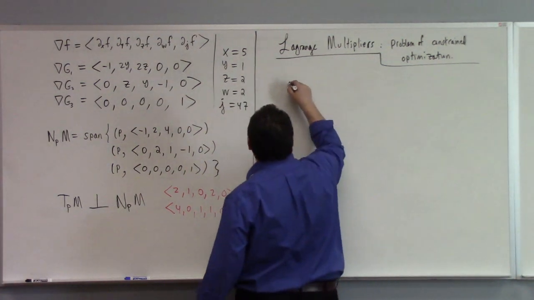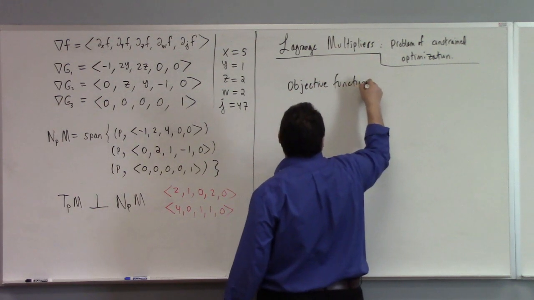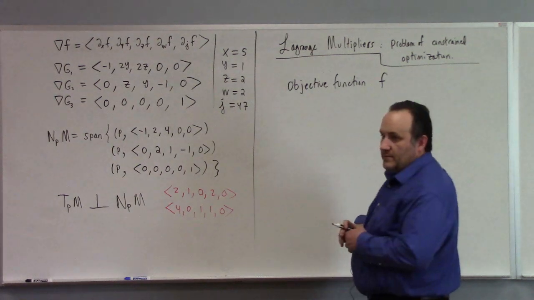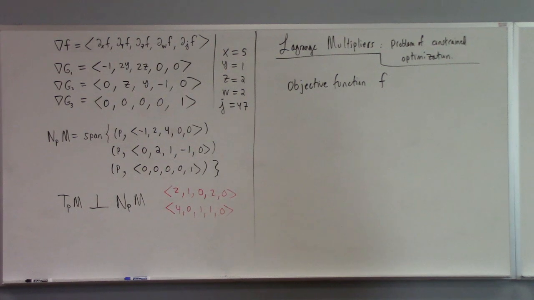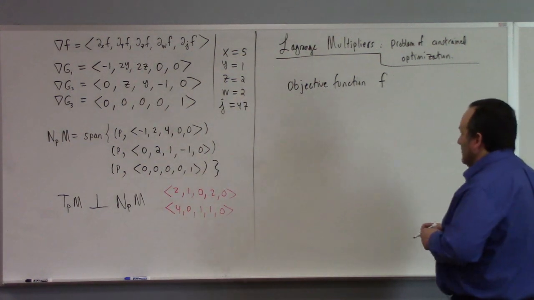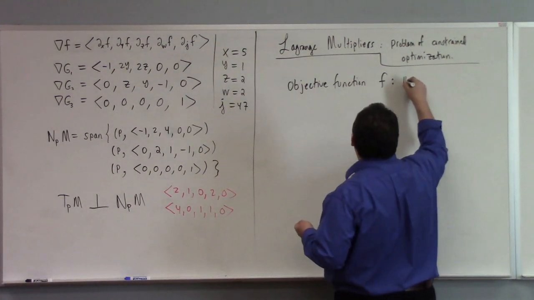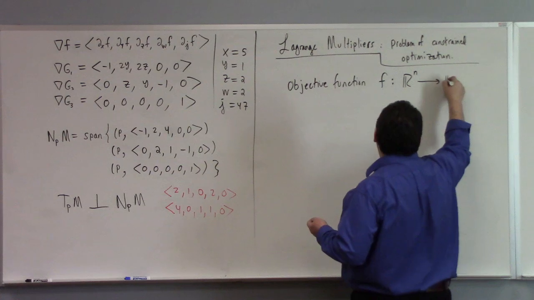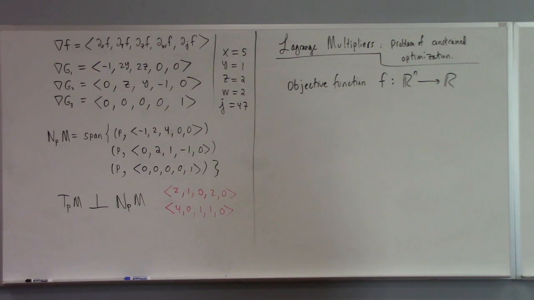We have some objective function, which I'll typically call f. All right? We'd like to make it as big or as small as we can. But we're not just doing this in the wild. This objective function, to be clear, is a mapping from like Rn to R, all right? So this is n-dimensional optimization, all right?